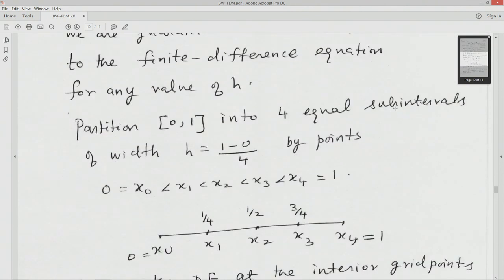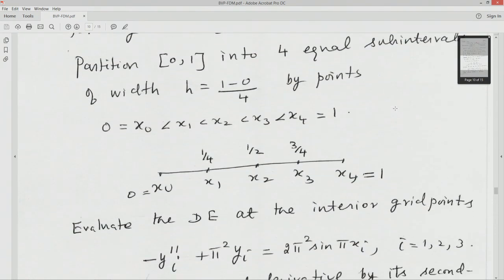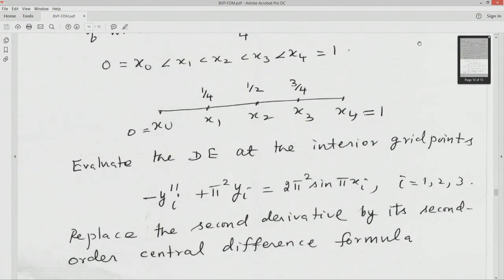So, we start applying all the steps that we had discussed for the general second order differential equation governed by the boundary conditions. In that, step 1 is to partition the interval 0 to 1. So, let us divide this interval into 4 equal subintervals of width h, which is 1 minus 0 by 4, by means of points x 0, x 1, x 2, x 3, x 4, such that x 0 is 0, x 1 is 1 by 4, x 2 will be half, x 3 is 3 by 4 and x 4 will be 1. What do we have to do next?